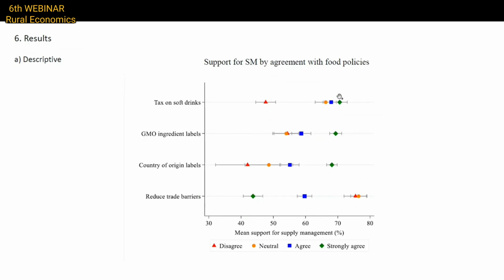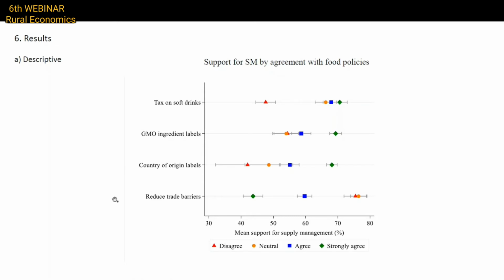People who were more supportive of that were more supportive of supply management. These are just correlations, by the way, associations. There's nothing causal yet. I'll get to that. We're just sort of describing our data here. Similar story, GMO, country of origin labeling.